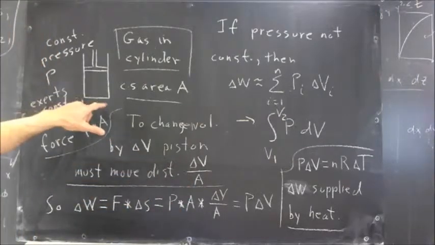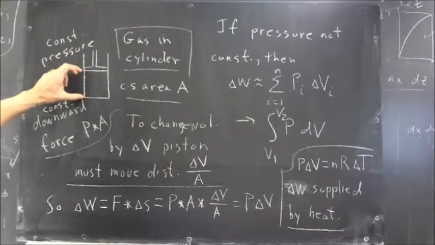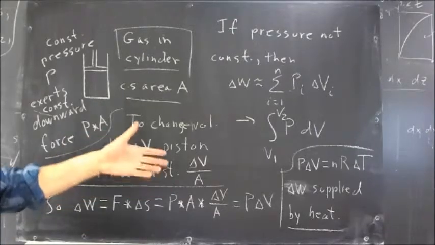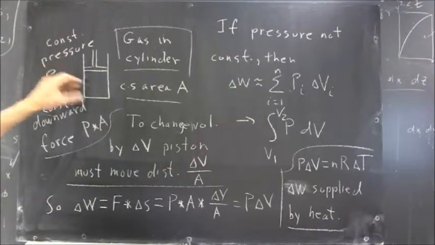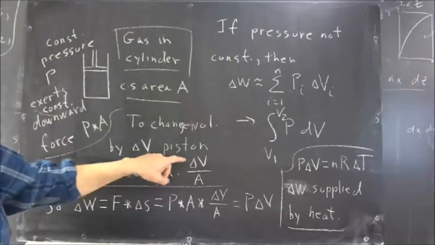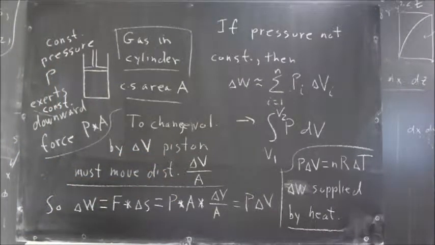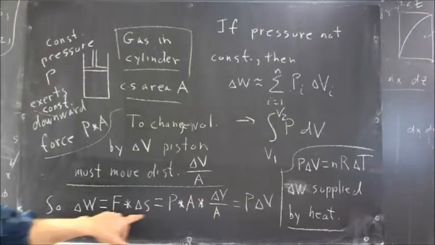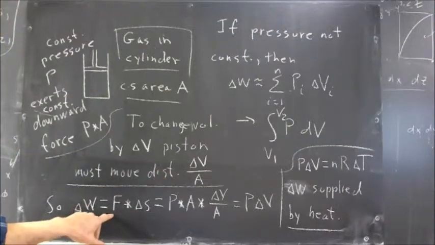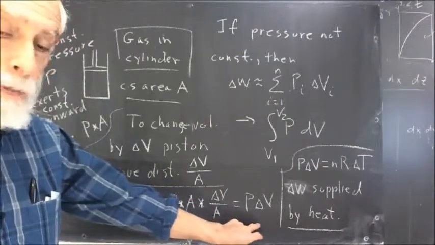Since the volume of the cylinder is equal to the cross-sectional area times this dimension, call it the height or the altitude, then the altitude is the volume divided by the area, so a change in altitude is equal to the change of volume divided by the area. Follows then that the work done is force times displacement. The displacement is delta V over A. The force is P times A, and we see that the work done is equal to P delta V.